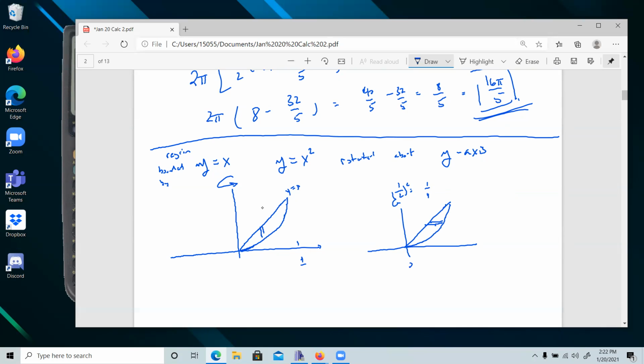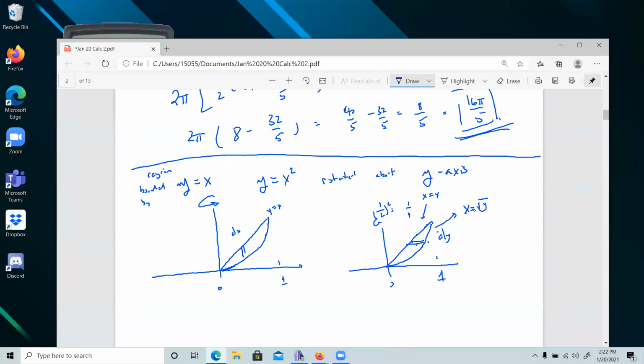This is an easy enough problem. We have 0, 1, 0, 1. But in this case, we need our dy's here. These are dy's that we have to add up. These are dx's that we have to add up. So if I have dy's, we have to change this to, this is now x is equal to the square root of y. This is why I picked y equals x. It doesn't really matter which way we're going to do it. It's the same. But for this one, we need y equals x squared. In this case, we have x equals square root of y.